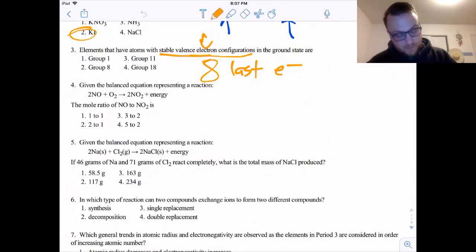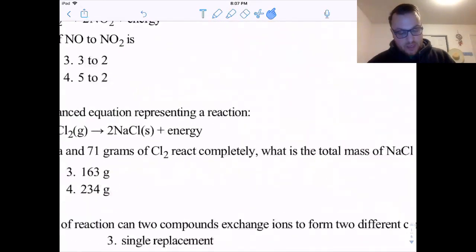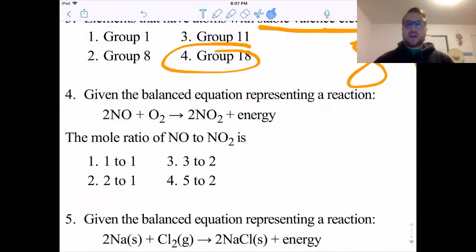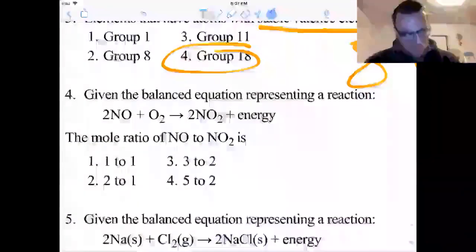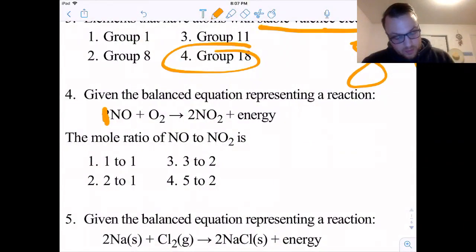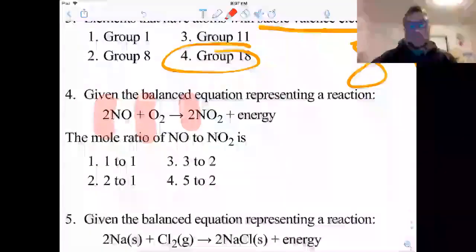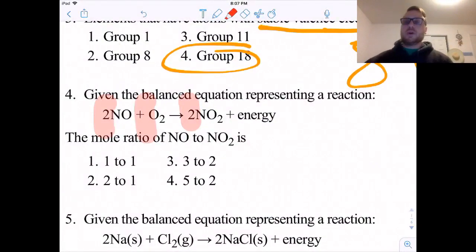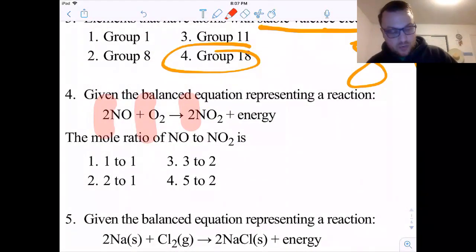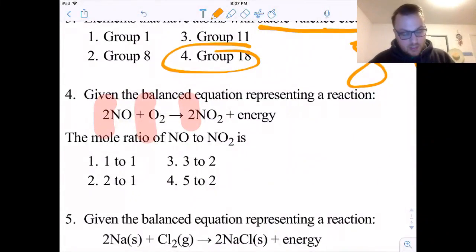All right, balanced equation. We want to know the mole ratio. So anytime you see a number in a formula, it's moles. So these big numbers, I want a highlighter. These big numbers here, there's a 1 in front of that O2, are moles. For every 2 moles of NO, there's 1 mole of O2. For every 2 moles of NO, there's 2 moles of NO2. So NO to NO2 is 2 NO makes 2 NO2. Well, that's 2 over 2, and that's 1, so it's 1 to 1.